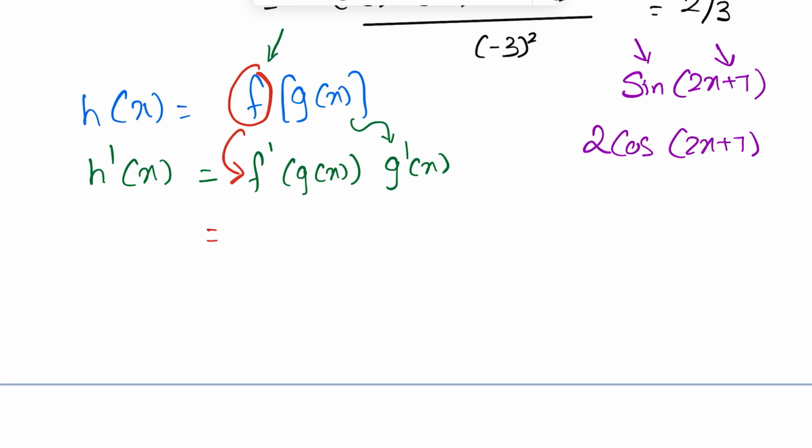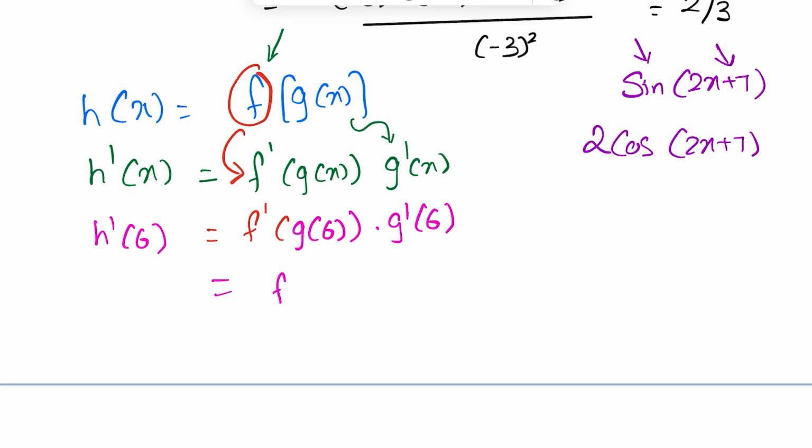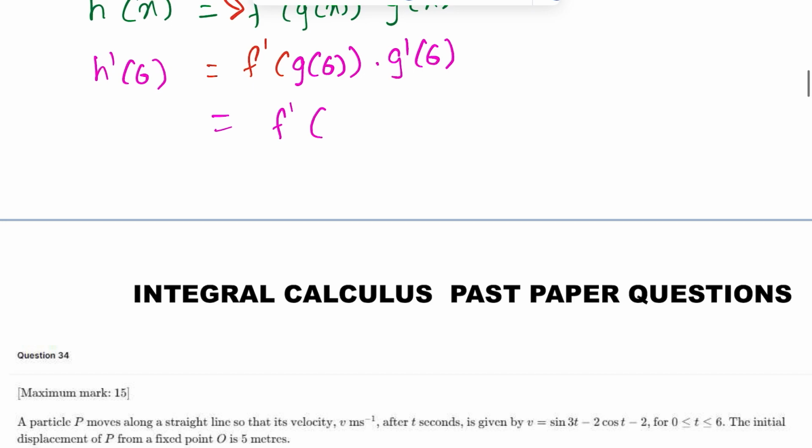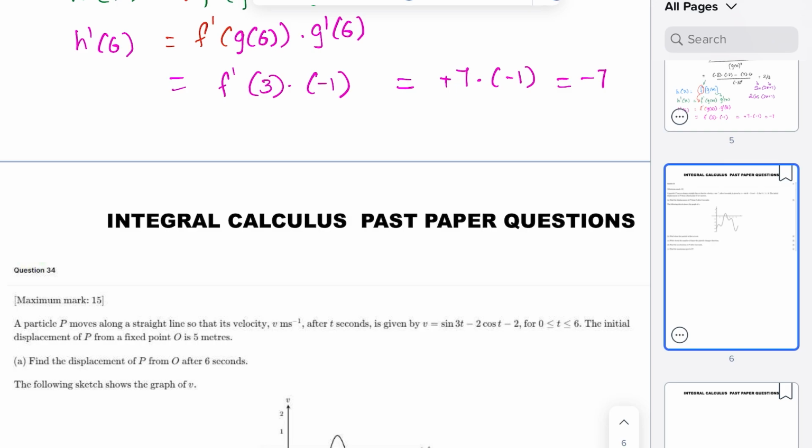Now plug in the values. I want it for 6, right? So h prime of 6 equals f prime of g of 6 times g prime of 6. G of 6 is nothing but how much? G of 6 is 3 and g prime of 6 is negative 1. F prime of 3 from the table is 7, times negative 1. So negative 7 is going to be the derivative. This is the slope of the tangent.